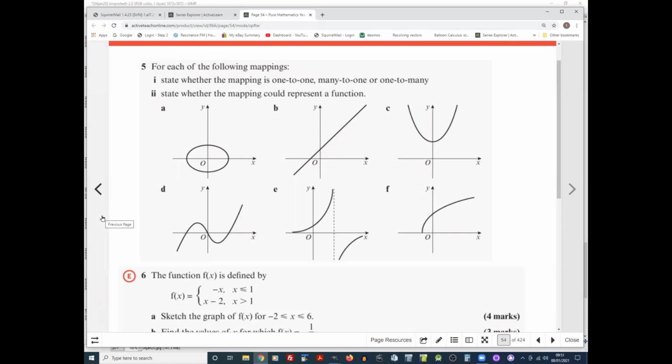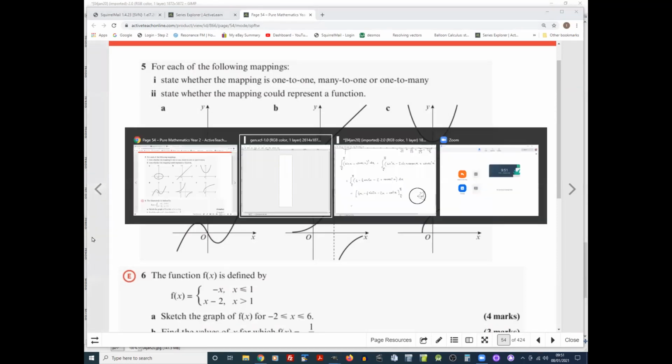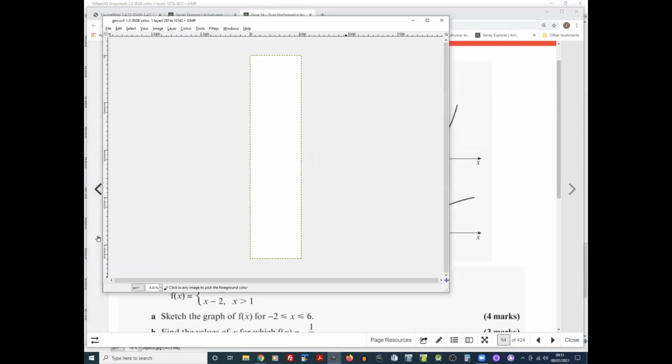Because I can't remember how to do this. So that's fine. Let's look at these graphs a bit more carefully.